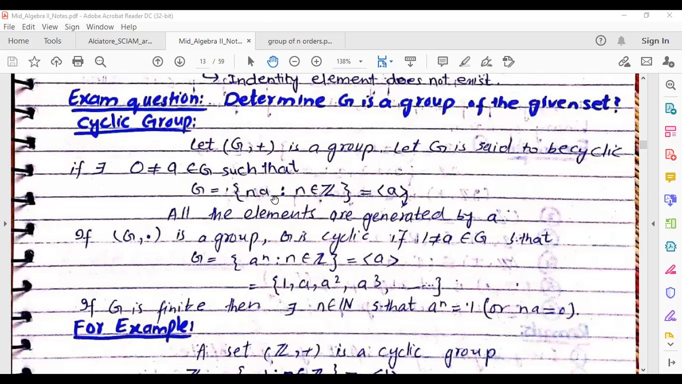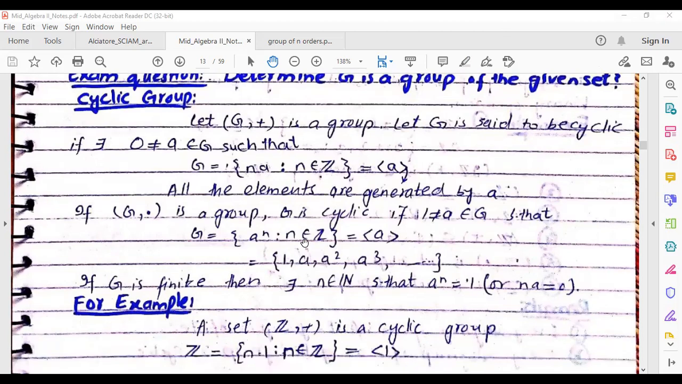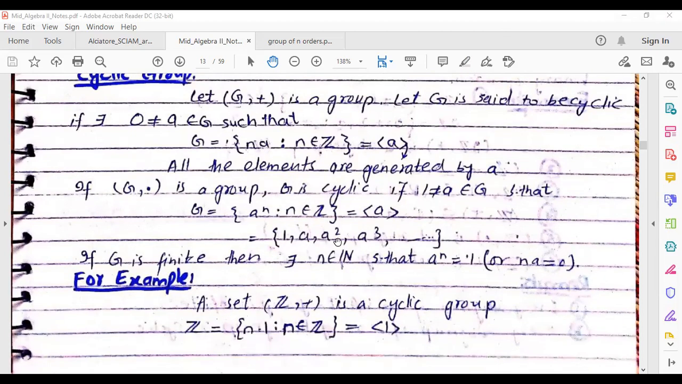When we have binary operation under addition, our cyclic group becomes {na : n belongs to Z}. When we have a group with a binary operation under multiplication, then we have the powers of a. So for example, 1, a, a squared, a cubed is a group under multiplication. That's why here a is the generator. If G is finite, then a^n = 1 for some n in G.